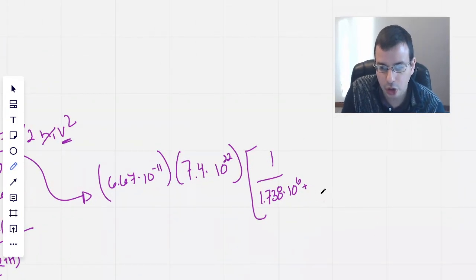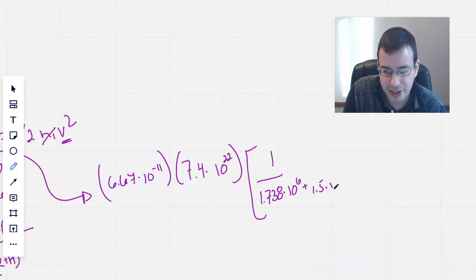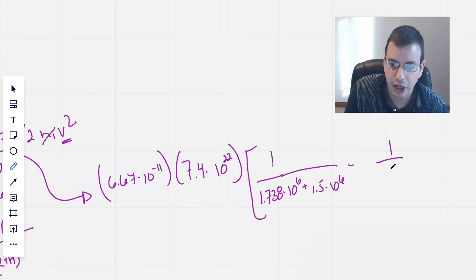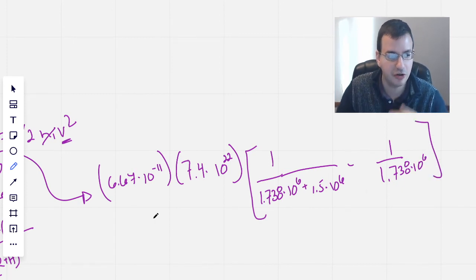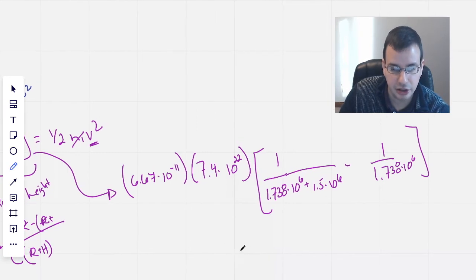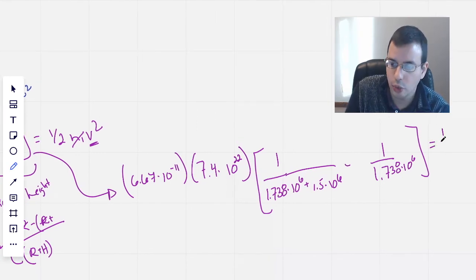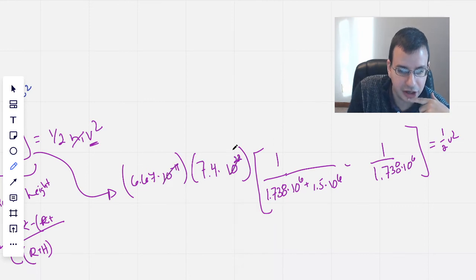Plus 1.5 times 10 to the 6th. Minus, and we'll do 1.738 times 10 to the 6th. Okay, so now we're going to solve this. Then this will be equal to 1/2 v squared. So looking at this, that goes to 10 to the 11th.